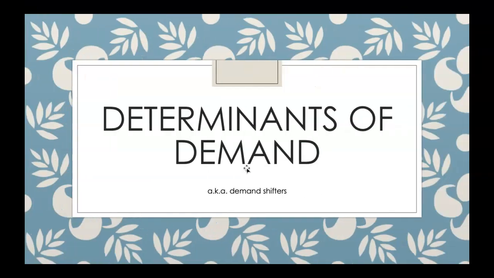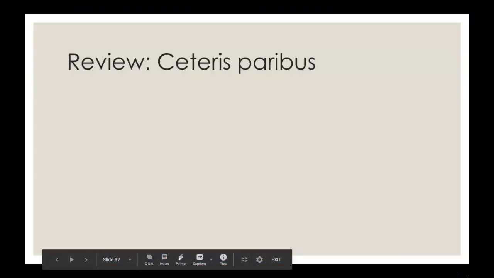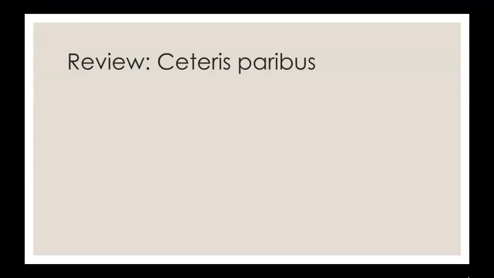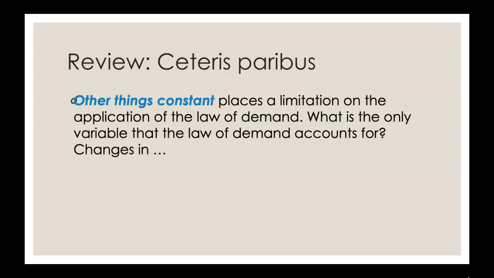Okay, so let's begin. The determinants of demand. So first of all, let's review this concept of ceteris paribus. That means other things being constant. This was what was added to the end of the law of demand. And according to the law of demand, what is the only variable that the law of demand accounts for? It only accounts for changes in price, which means everything else in the marketplace can't be considered to have changed in order for the law of demand to be in effect.